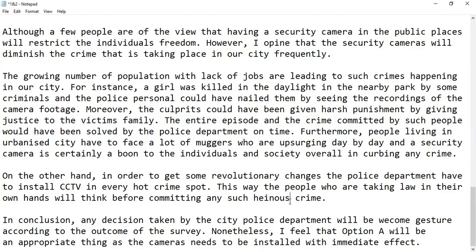In conclusion, any decision taken by the city police department will be a welcome gesture according to the outcome of the survey. Nonetheless, I feel that option A will be an appropriate thing, as the cameras need to be installed with immediate effect.